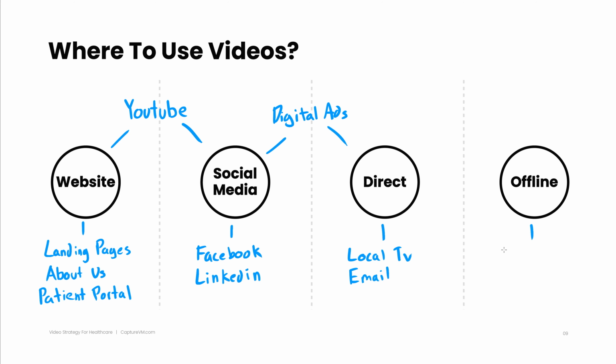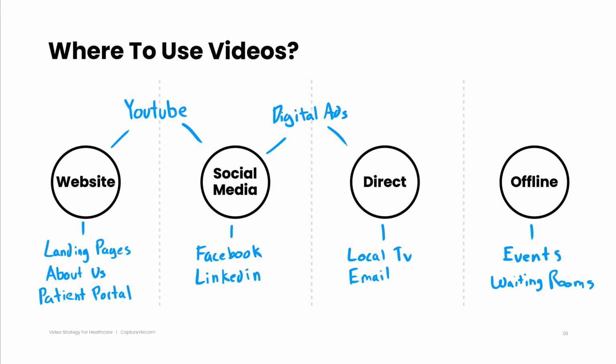And then lastly, on offline, these are things like events. Maybe again, it's something like a physician lecture series, and they're using a video in that presentation. Then also this includes things like waiting rooms. So your waiting room will often have a TV in it. This is a great place to play those Meet the Doctor videos. Or for example, if it's an urgent care, you could do the Meet the Physicians or Meet the Physician Assistants. This is going to help a patient feel more comfortable and create that connection before they even meet the doctor. So this gives you some great ideas on how to use video and where to use video.